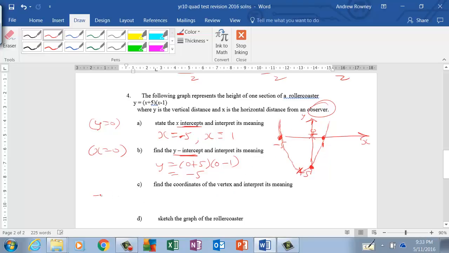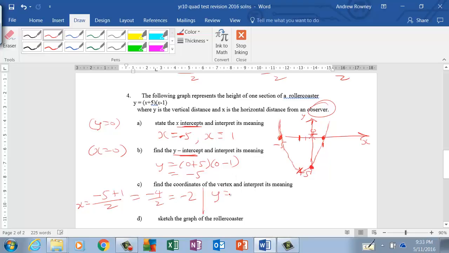So halfway in between minus 5 and 1, you just average them. Minus 5 plus 1 is minus 4, over 2, so it's minus 2. There's 1, minus 1, there's minus 2. So it occurs when x is minus 2. That's the x value. To find the corresponding y value, we need to plug that into the formula up above.